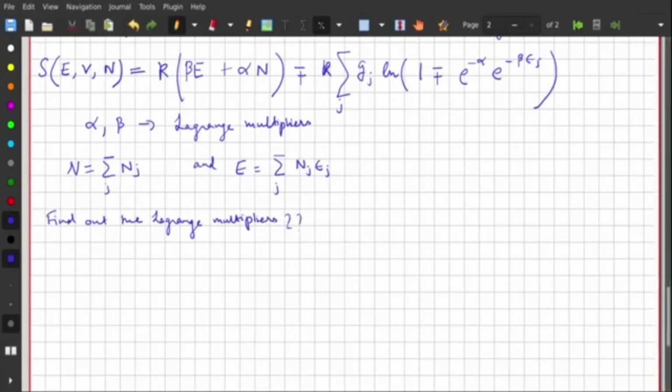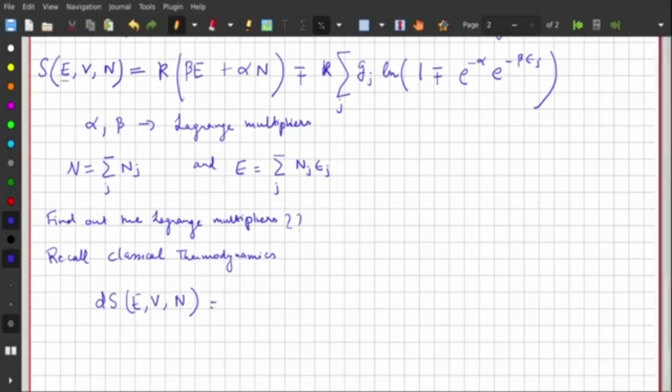In order to do that, we need to recall from classical thermodynamics that we can write this expression: ds of E, V, N, using the same independent variables E, V, and N here, is given by 1 over T dE plus P over T dV minus mu over T dN. That is coming from classical thermodynamics.